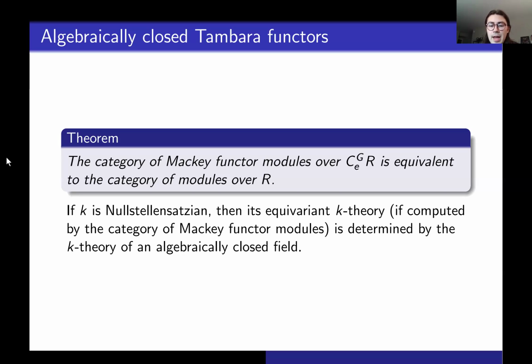But heuristically, equivariant K-theory is going to be built out of some category of modules. If you start with an algebraically closed Tambara functor, then its equivariant K-theory by this theorem is determined by the ordinary K-theory of the algebraically closed field you started with, heuristically at least. So that is one other reason that you might care about classifying the Nullstellensatzian Tambara functors.